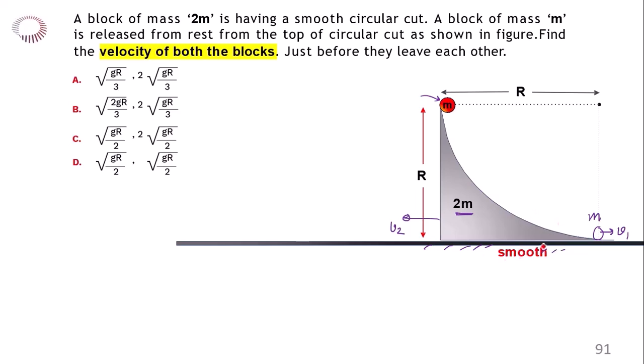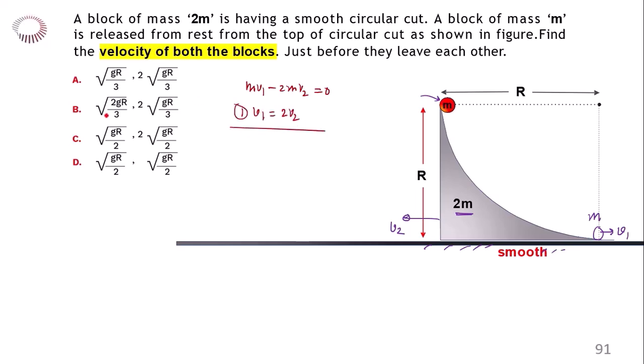That means the net force is 0, but that is only along the x direction. Net force is not 0 along the y direction. So conservation of momentum can be done along the x direction only. So for the momentum balance, we can write m into v1 minus 2m into v2 should be equal to 0. That means v1 should be equal to 2 v2. So that is the first equation.